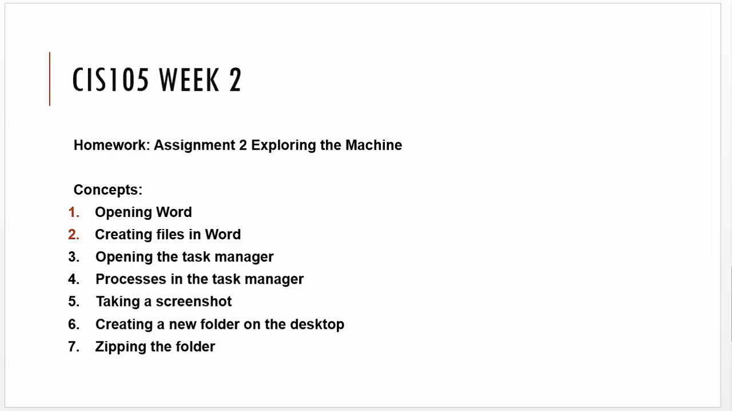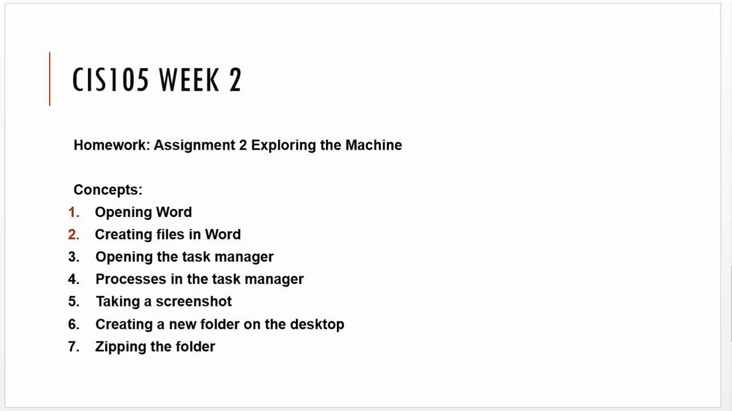In CIS 105, in week 2, there's a homework assignment called Exploring the Machine. In this homework assignment, or hands-on activity, there's 7 basic steps, and the 7 basic steps are outlined for you. I'm going to demonstrate just the first 2 steps in this very short demonstration to highlight some of my skills. If this were an actual lecture, I would complete all 7 steps. Instead, I'm going to do the first 2, opening Word and creating files in Word. I'd like to go ahead and demonstrate that right now.